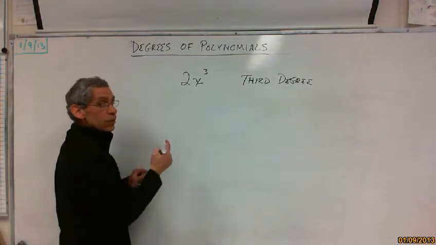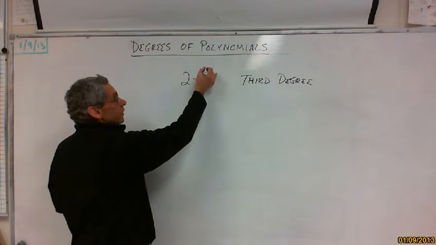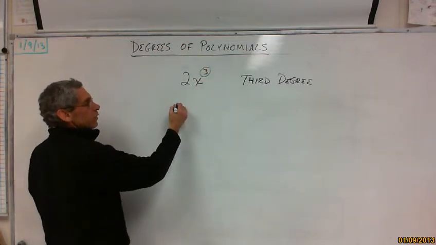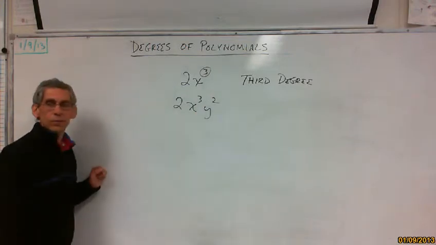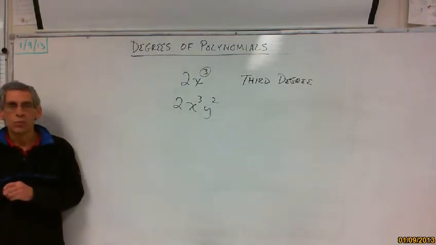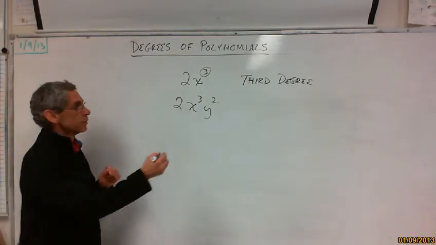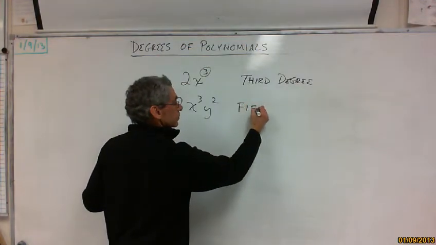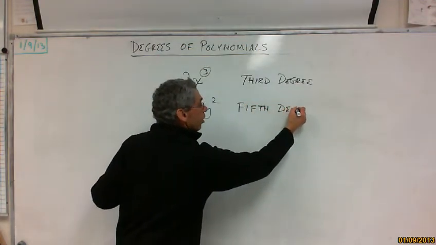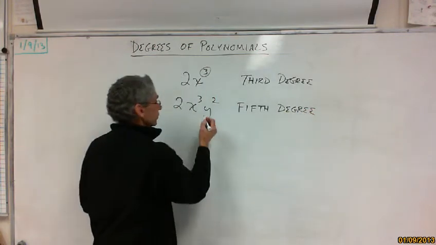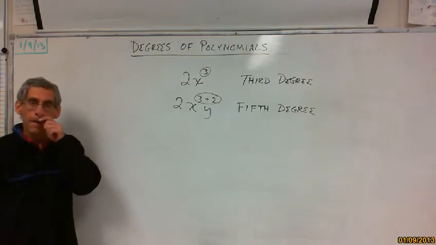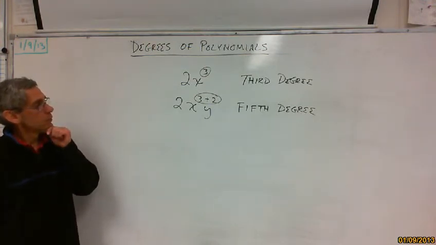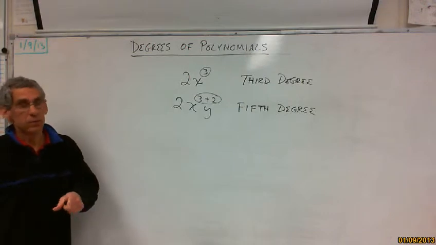We already did this. So that's your degree. Now what if I gave you 2x cubed y squared? It's the 5th degree. Why? Because you add all the exponents together. But if there was a plus sign in between, x cubed plus y squared, then it would be third degree, right? Because it's separate.